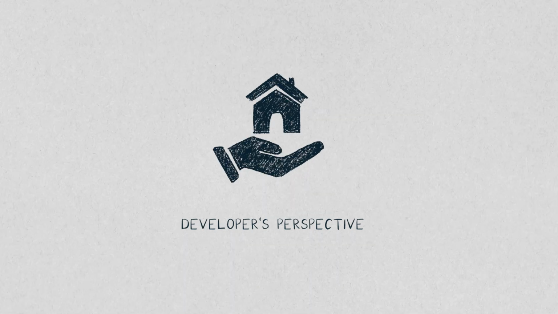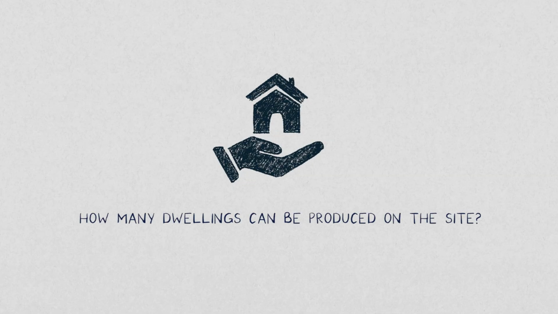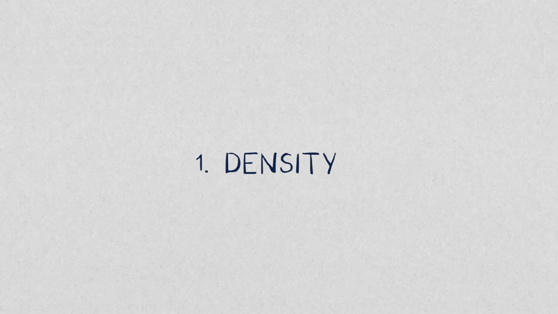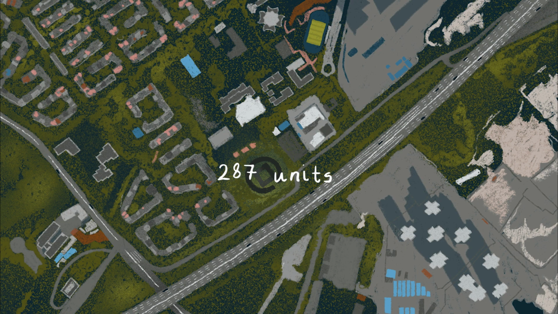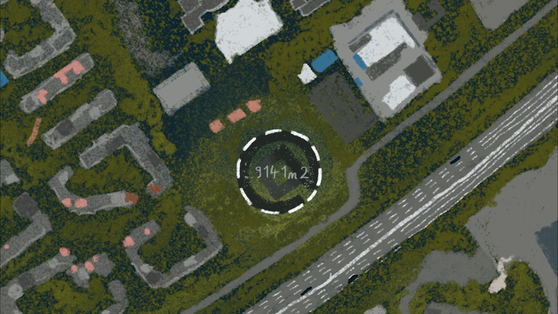Let us start with one of the key aspects that determines affordability from the perspective of the developer. How many dwellings can be produced on the available site? This question concerns a crucial factor in housing design, namely density. In this project, 287 units were created on a site with a total area of around 9,100 square meters, which equals approximately 0.91 hectares. This means that this project has a density of more than 300 dwelling units per hectare.